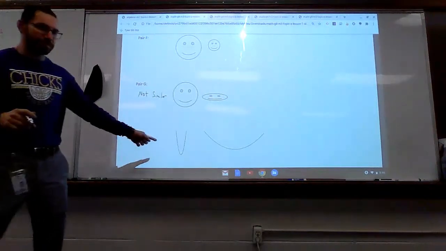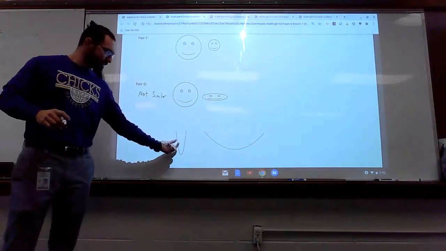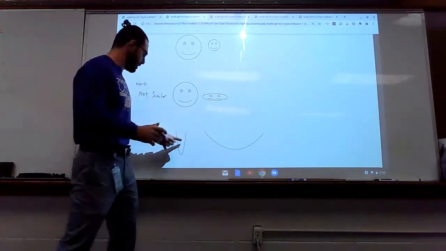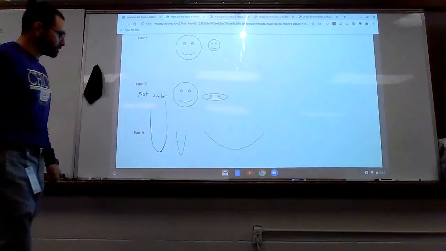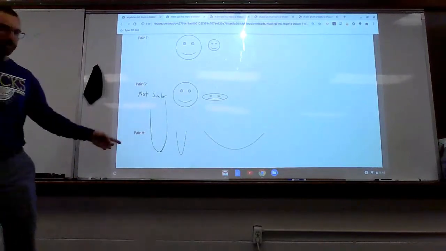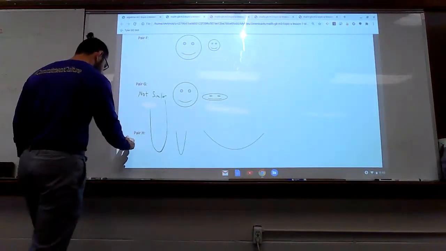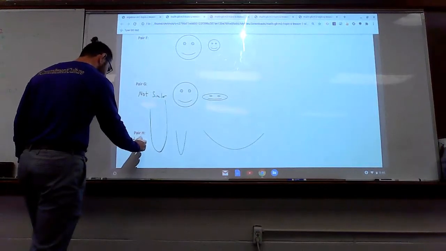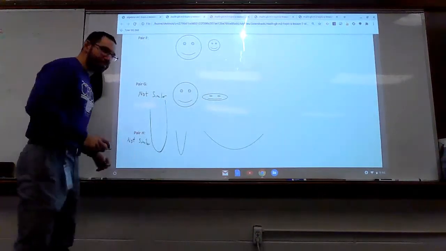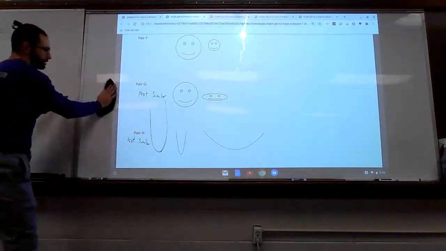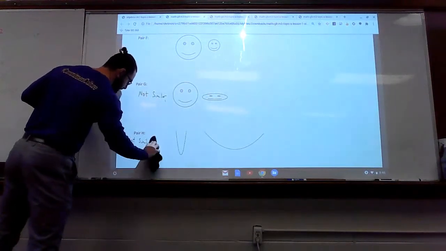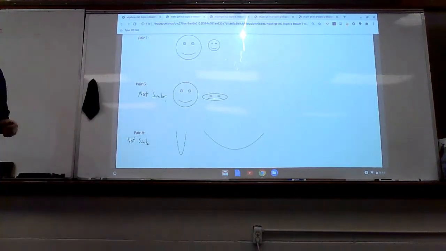What about this? So this is a really tight arc. This is a really big arc. If I was going to make this similar, I would draw something like this. It would just be taller. It wouldn't be wider. So this is not similar either. Similarity: same shape, maybe different size. Okay? So same shape, but probably different size.